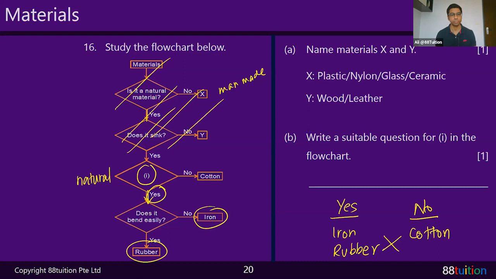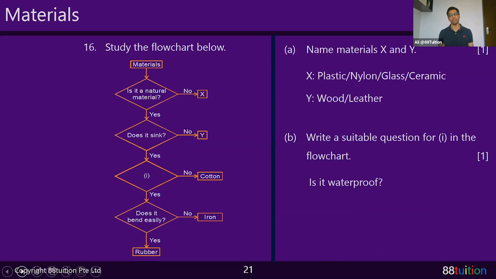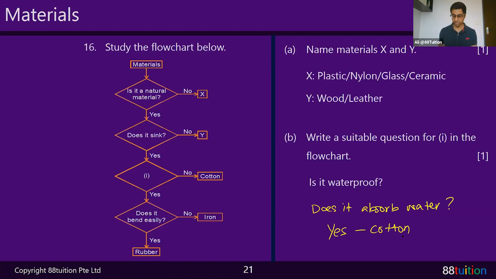Cotton is flexible, but rubber is also flexible, so flexible cannot be used. Does it absorb water? Rubber does not absorb water. Here it is yes. So is it waterproof? Finally, we talk about water. If you say, does it absorb water, it's the same thing but in the negative way. Does it absorb water? Yes for cotton. But here it is no for cotton, right? So therefore, you must choose, is it waterproof? It's the same property, but we have to ask the question in the opposite way.